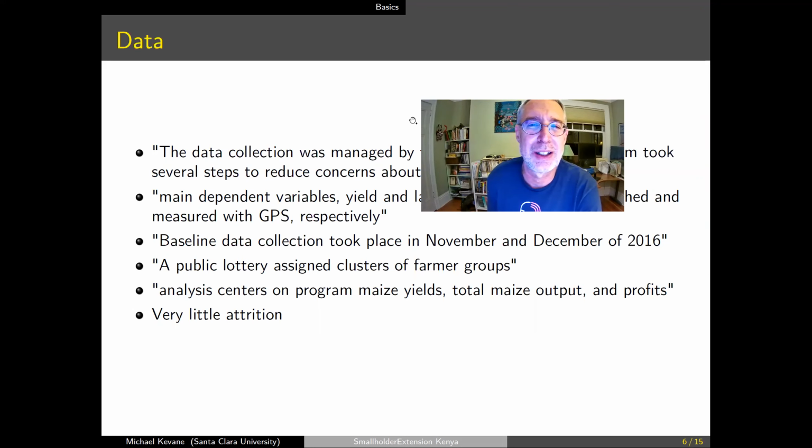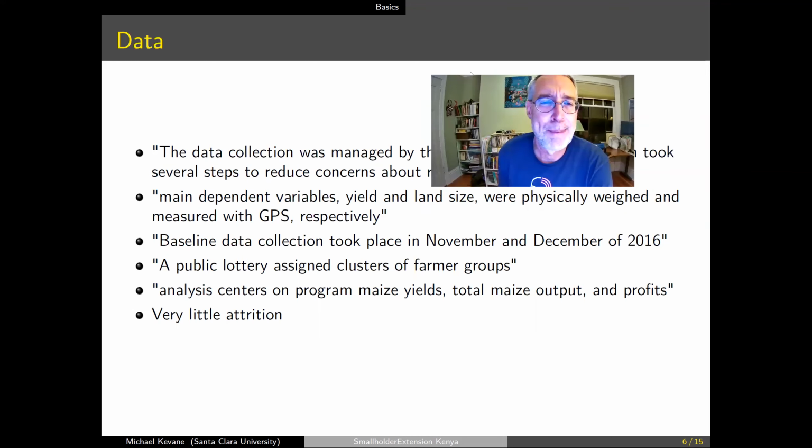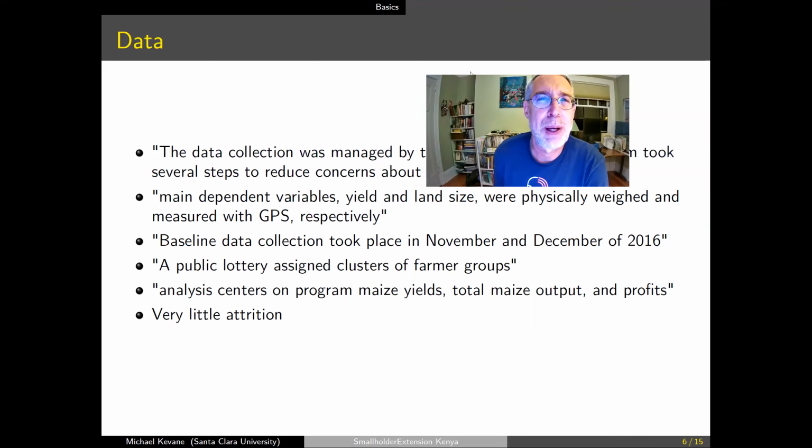And many of the variables here, the yield and the acreage, were measured independently by weighing the crop values and by using GPS coordinates. So they're less prone to response bias in order to make the organization look good. The randomization was public, and they had a lottery where people were grouped, and that's a common thing in randomized control trials at the community level, to have the randomization be public so that people aren't thinking that, oh, somebody was in the program because they had some special favor or some special deal. And there was very little attrition in the program. So that's another aspect that is interesting for this particular program.